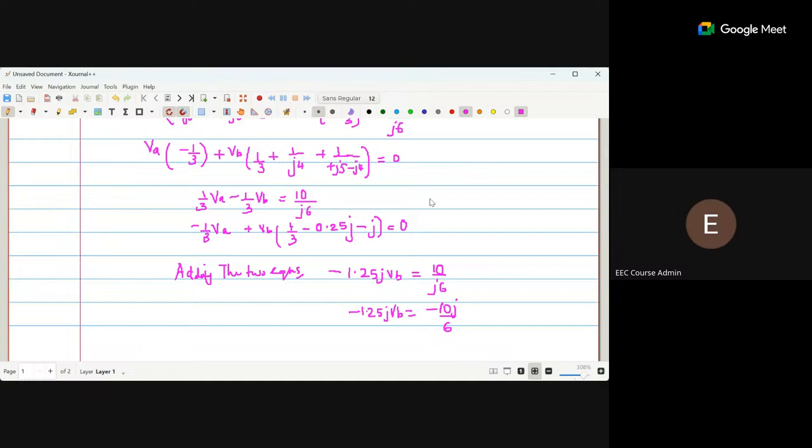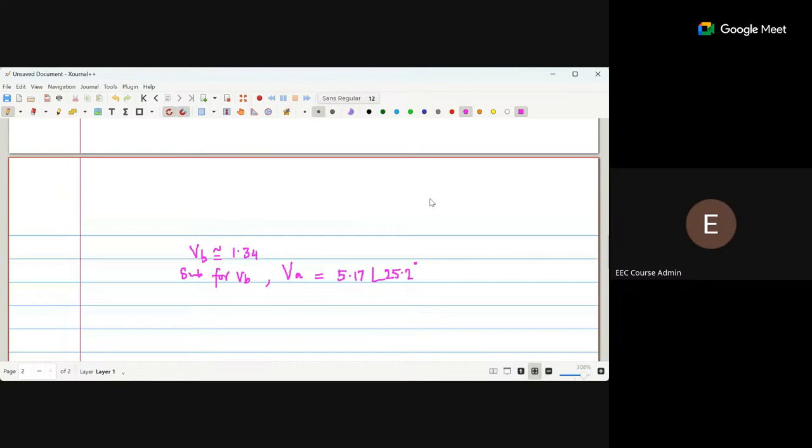So that minus j will represent what? Minus 90 degrees. Ma'am, 1.33 minus j into 30/6, ma'am. Yes. Ma'am, 30/6 will become 5. Yes. So with this, you will get it somewhere around this. Ma'am, but angle is coming 75.2. 75.2. Yes, ma'am. Okay.